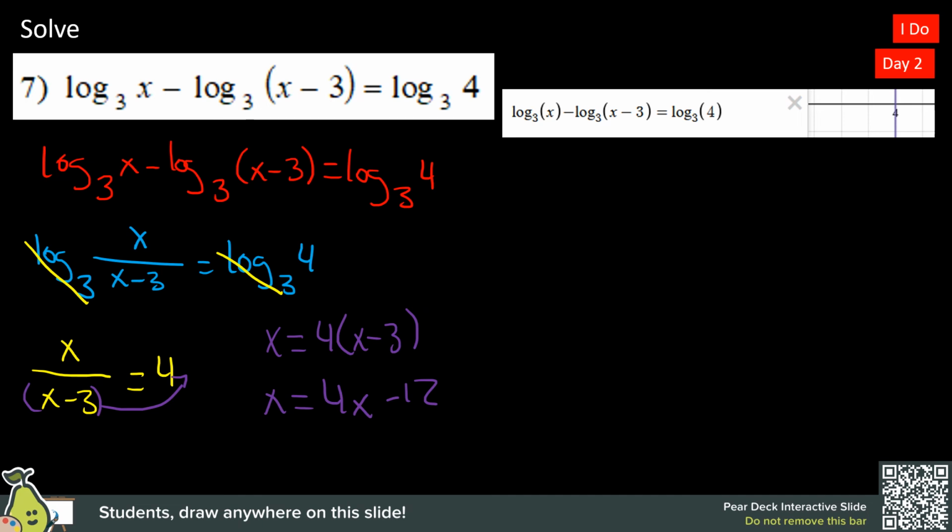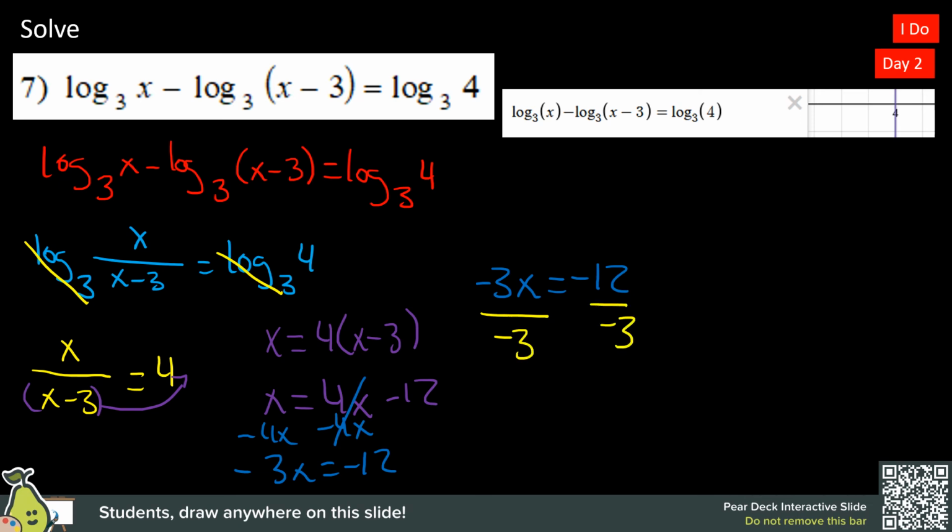We can then subtract 4x from both sides. We get negative 3x equals negative 12. So let's write that again here. Negative 3x equals negative 12. Divide both sides by negative 3, and we get x equals 4.